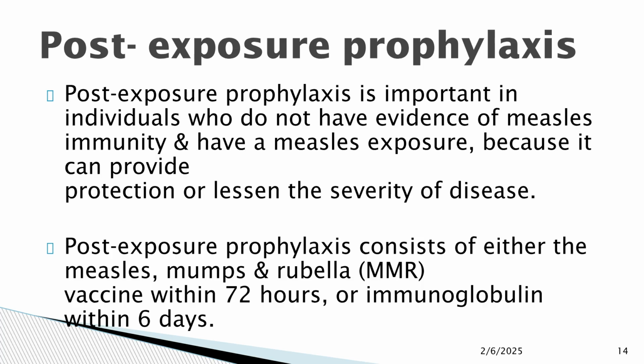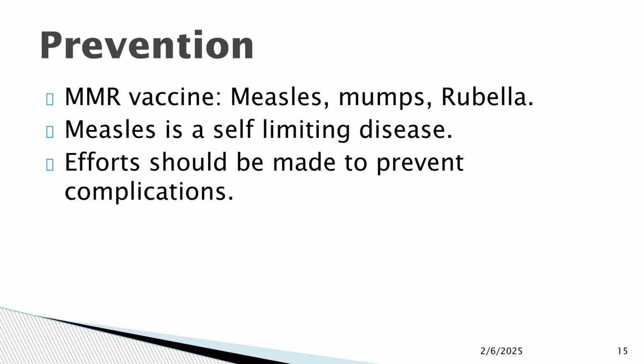Post-exposure prophylaxis is vital for non-immune individuals after exposure. This consists of the MMR vaccine within 72 hours or immunoglobulin within 6 days to lessen disease severity. Prevention focuses on the MMR vaccine against measles, mumps, and rubella. Since measles is a self-limiting disease, efforts should concentrate on preventing complications.